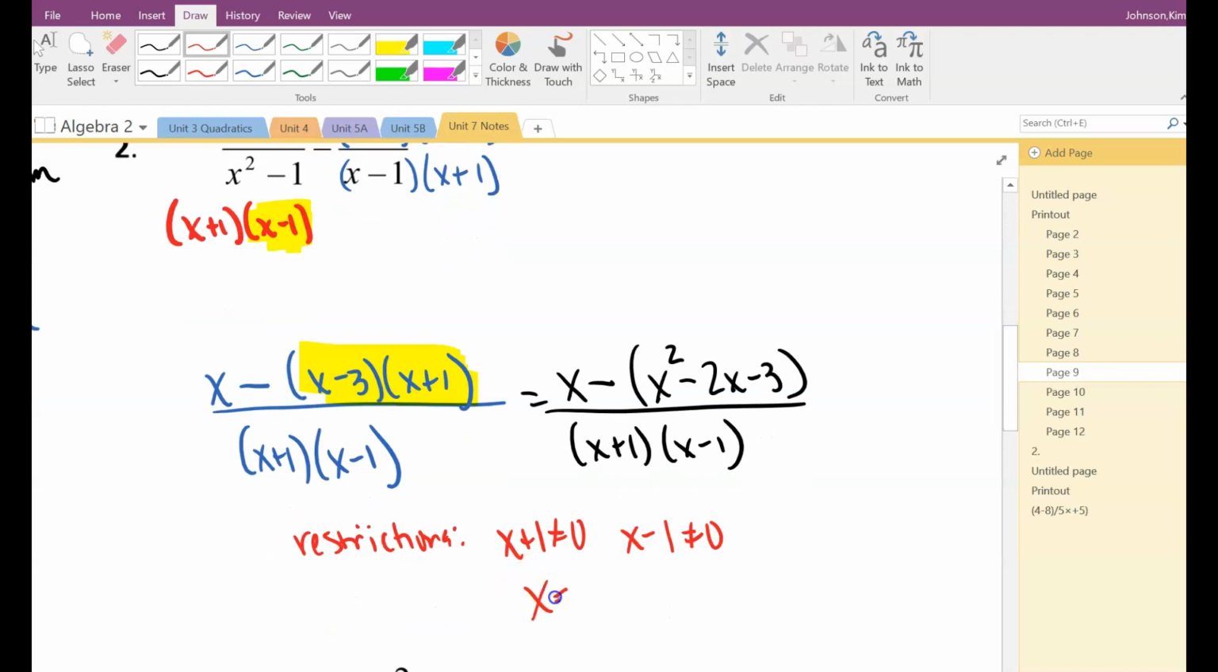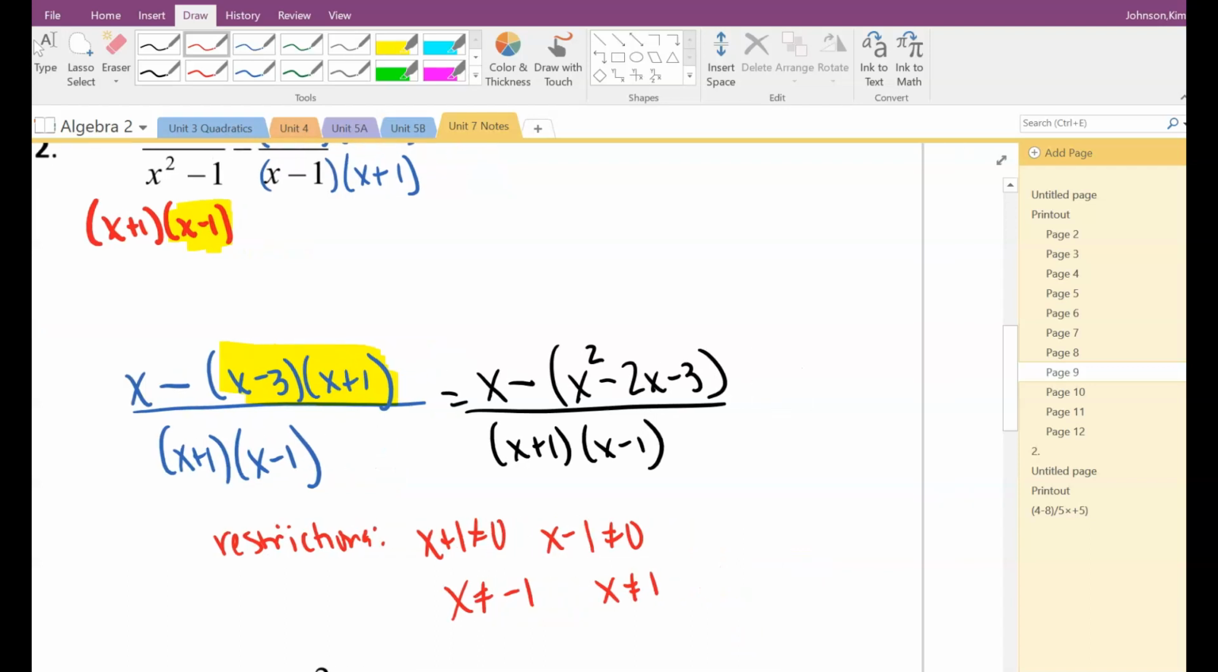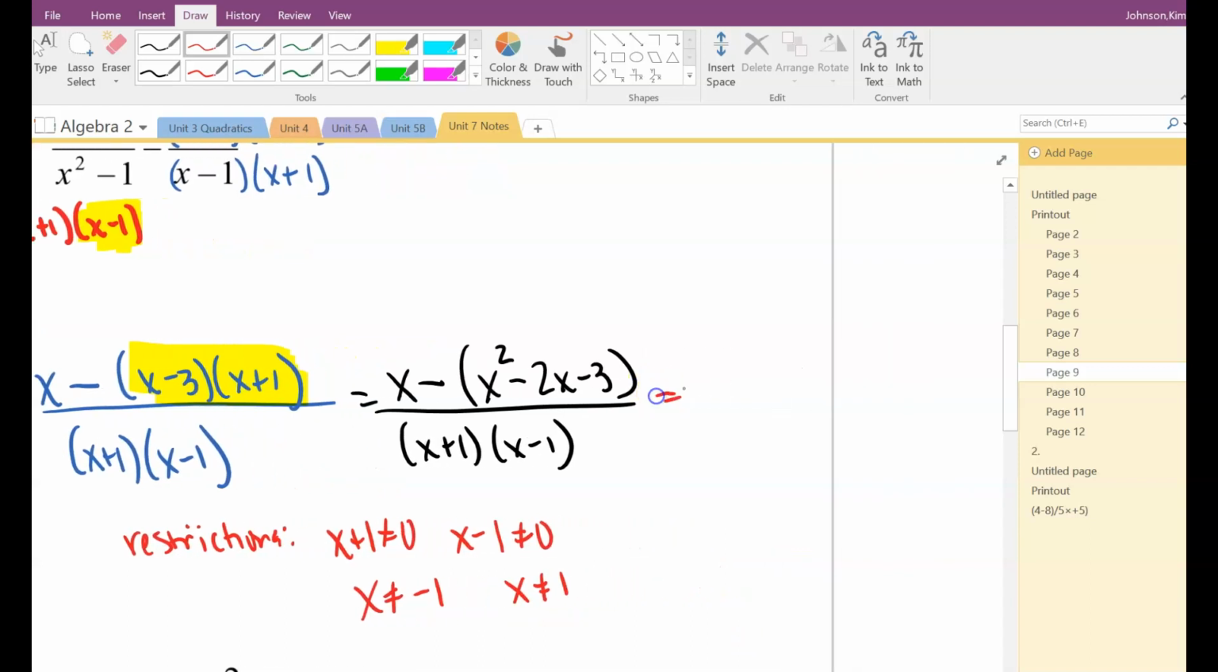There's no 11 in this problem. Okay, x can't equal negative 1, x can't equal 1. And let's go ahead and simplify that numerator a little bit more. It's x squared minus x squared plus 2x plus 3 over x plus 1 times x minus 1.